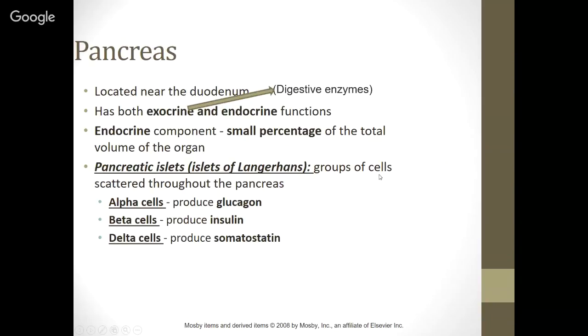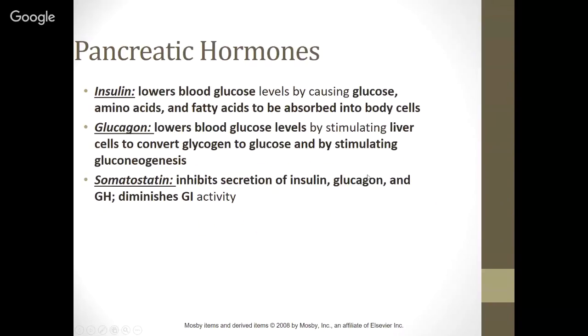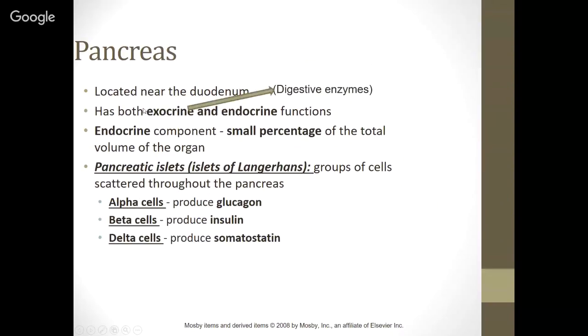The pancreas is located near the duodenum. It has both exocrine functions, which is digestive enzymes, and endocrine functions. Exocrine means that it puts out lipase, amylase, and protease, and those digestive enzymes help to break down the nutrients that we get from our food.